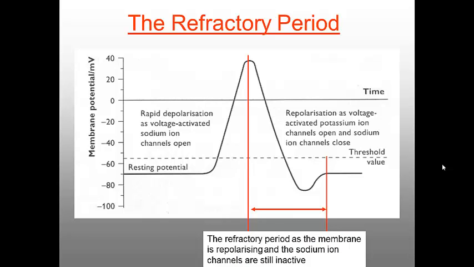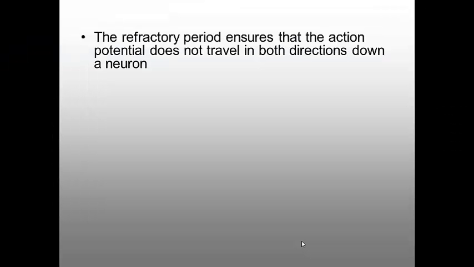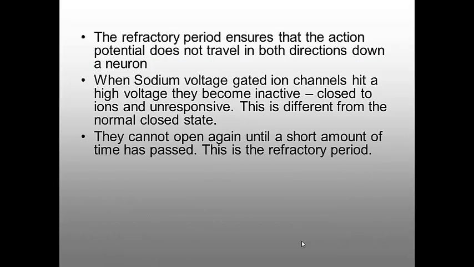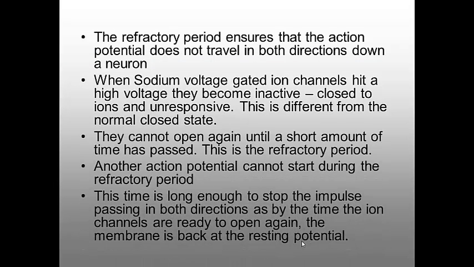During this time, what is happening? Well, the membrane is repolarizing. That is due to the potassium ion channels opening and the sodium ion channels closing. And more to the point, the sodium ion channels closing and still remaining inactive. What is the purpose of this refractory period? It makes sure the action potential can't go in both directions down a neuron.